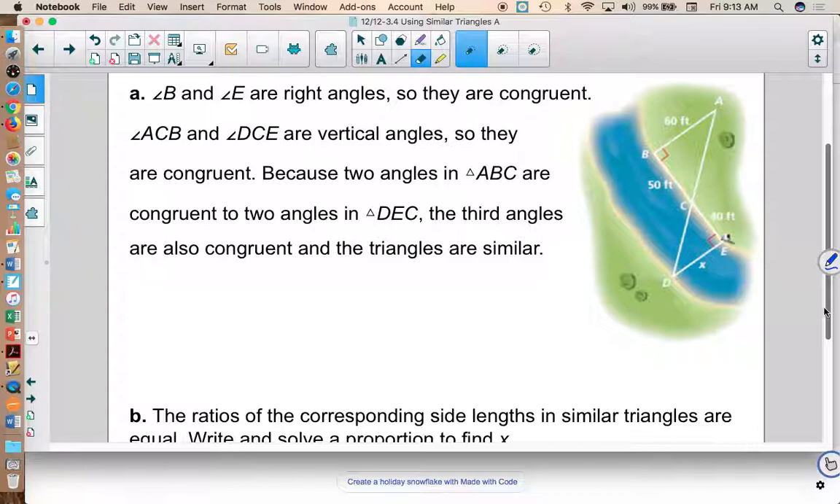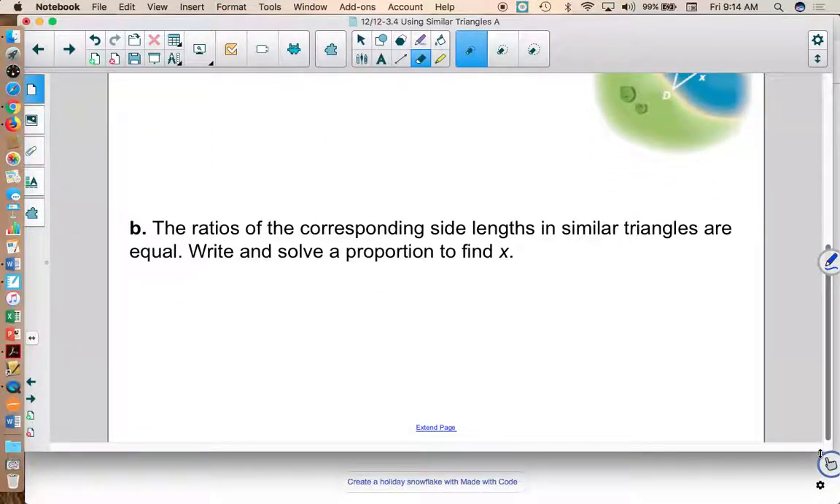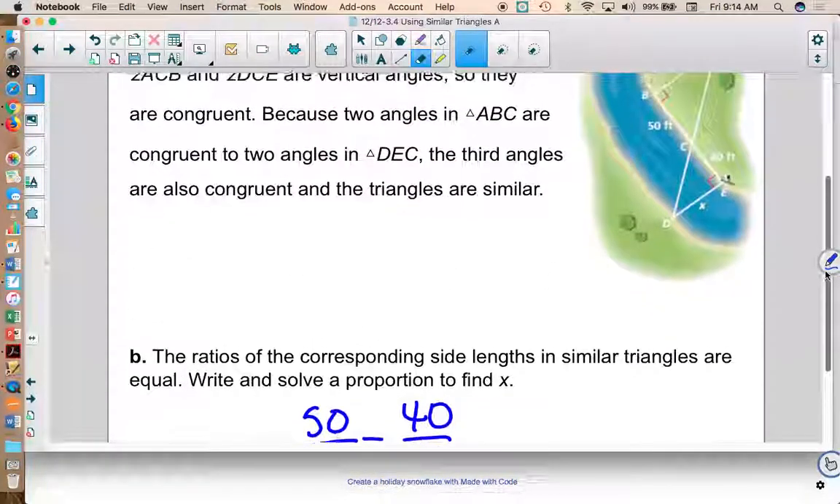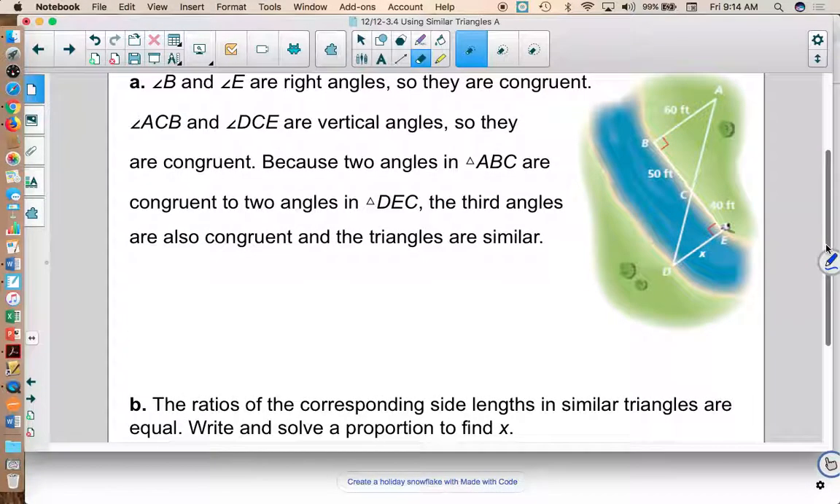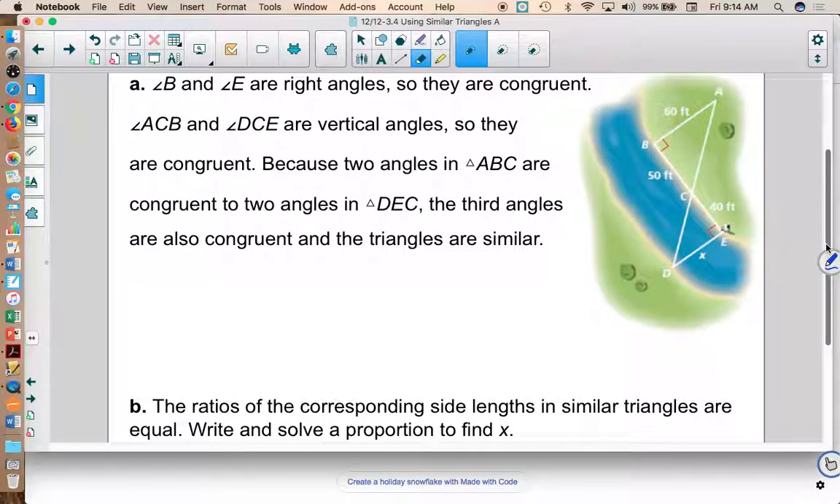What do you think? 50 over 60 is 40. He says 50 over 60 equals 40 over x. Is he correct? Yeah. Okay, and then we gotta make sure we're comparing side to side. If I laid that up, okay, that would probably work.